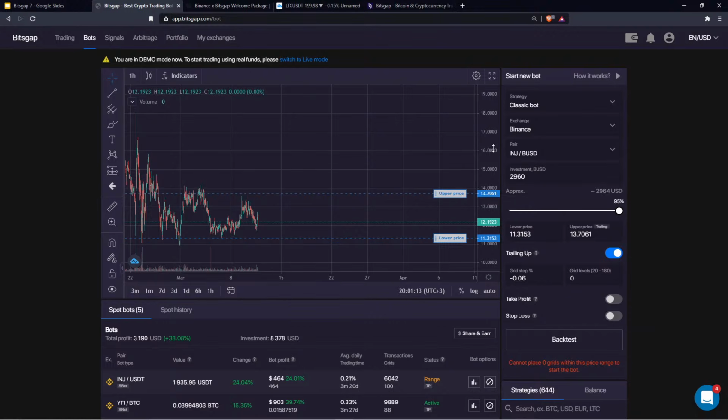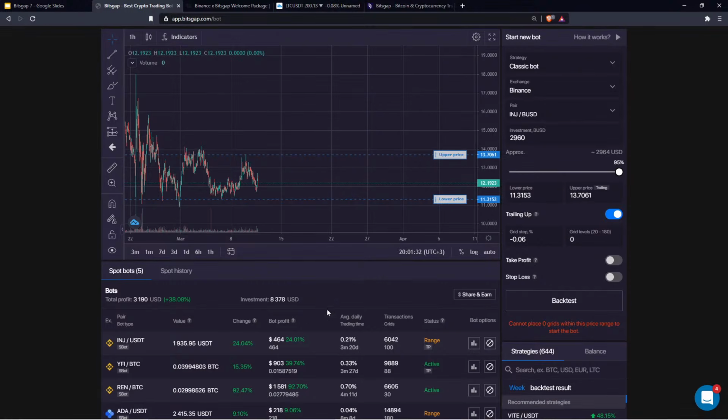So I see the question. If investment is $100 and the investment change is 10% and the bot profit is 10%, will I get 20% of my investment if I close the bot? So the answer is no, because they are not added up together. The thing is that in the investment change, the bot profit is already taken into account.